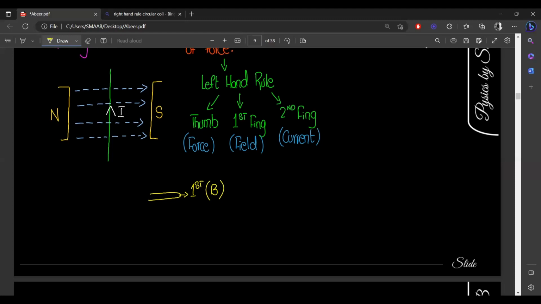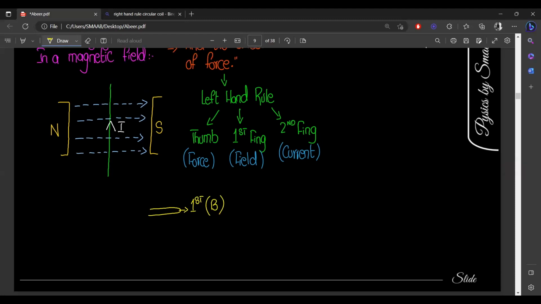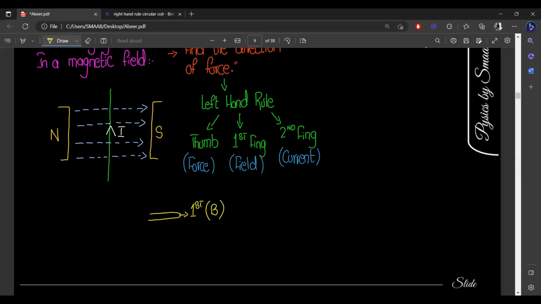Now let's consider the second finger, and the second finger will give you the direction of electric current. And one more important thing when we are talking about all these three quantities: all three quantities are mutually perpendicular to each other. Mutually perpendicular means we need to place the fingers in such a manner that the angle between the first and second finger, the angle between the thumb and first finger, and the angle between the thumb and the second finger will always equal 90 degrees. That is perpendicular.